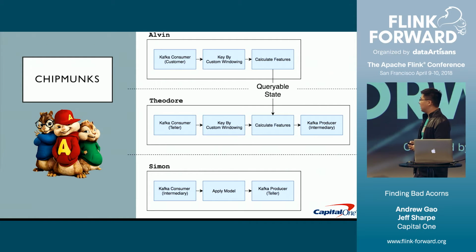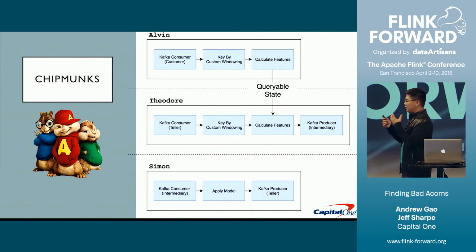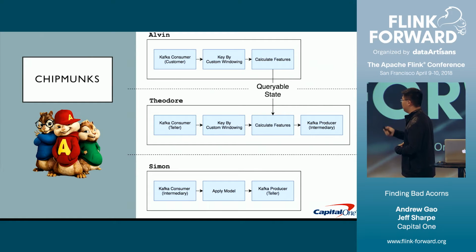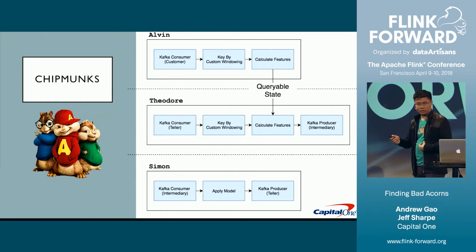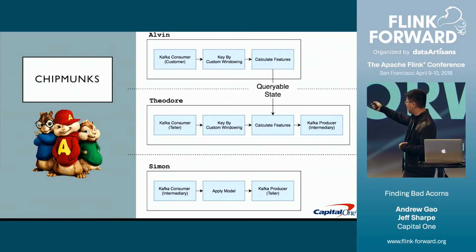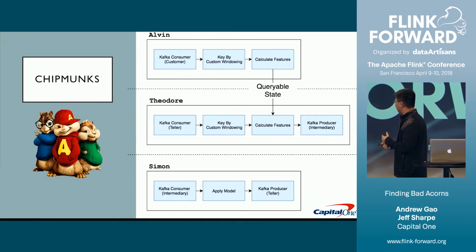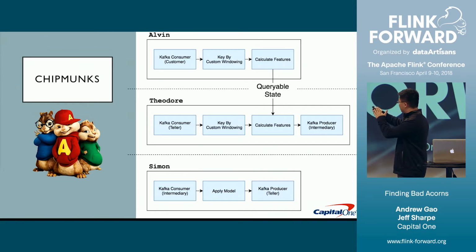Theodore, because he's the chubbier one, does a little bit more work. He takes the transactions from the teller. He does the same keying and windowing that we talked about before. But when it comes to calculating the features, he asks Alvin for the features that Alvin's calculated on his side. Then he puts it on an intermediary Kafka topic. Like I said at the beginning, we maybe use Kafka too liberally, but we use it as a messaging bus even between Flink apps.